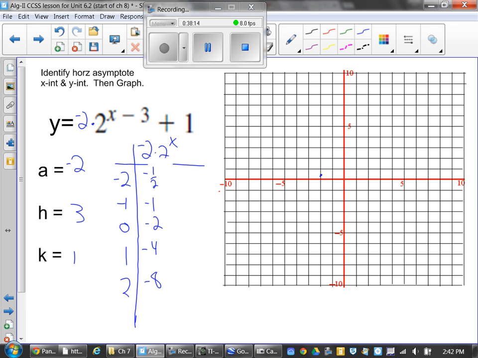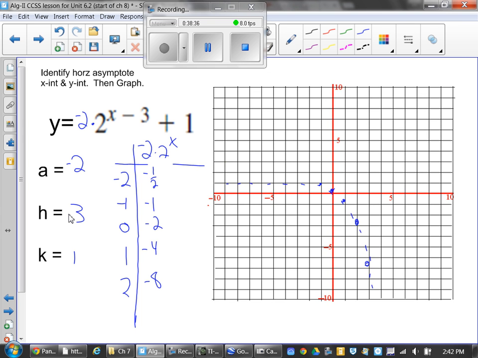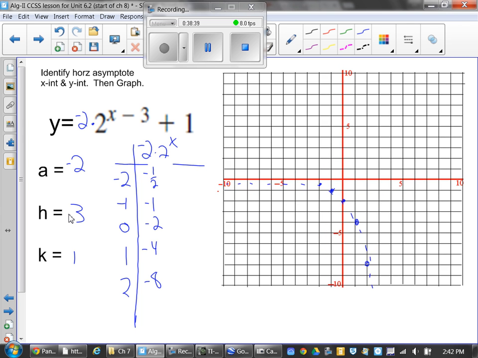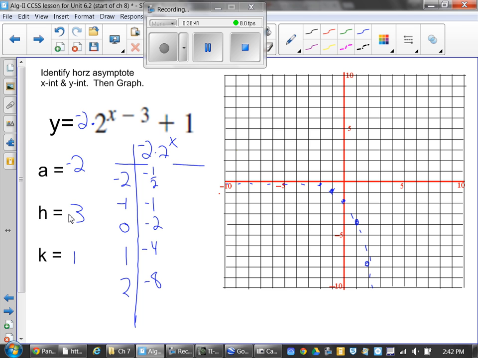This is -1, -2. What is this? One. Thank you. All right, so -2, -1/2, -1, -1, 0, -2, -4. Remember, when you plot your parent functions, make them dotted lines, because they're not really there. Then you move them to the right 3 and up 1. It is not cheating. And then where is your new asymptote going to be? Your new asymptote will be at y equals 1.